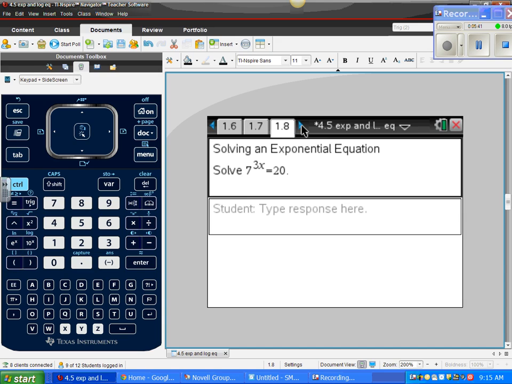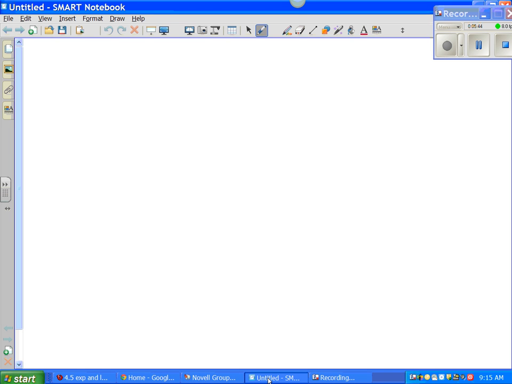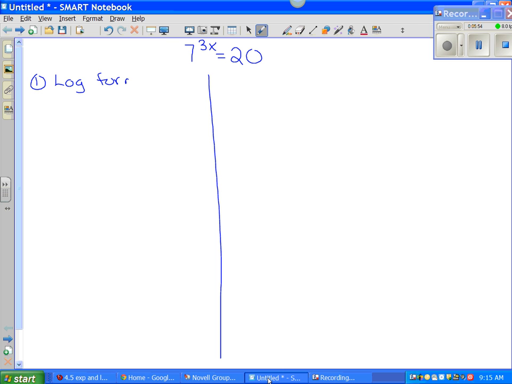7 raised to the 3x equals 20. So what we're going to do is look at two different methods. Method 1 is going to be putting it into log form. And method 2 is going to be taking the log of both sides. Okay, so two different methods.